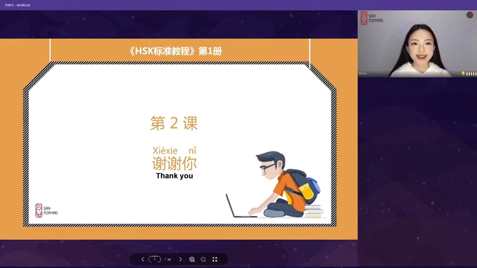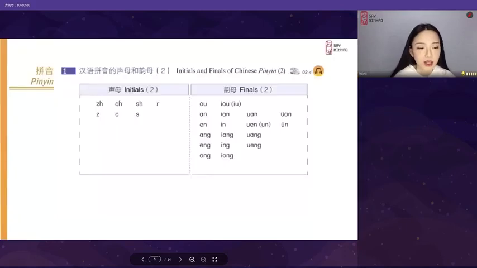Today, we're going to learn Lesson 2, 第二课, 谢谢你, which means thank you. In the last lesson, we've already learned some of our initials and finals, and today, we're going to learn more of them. So now let's move on to our new knowledge part.